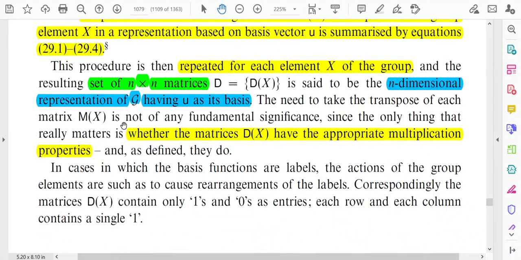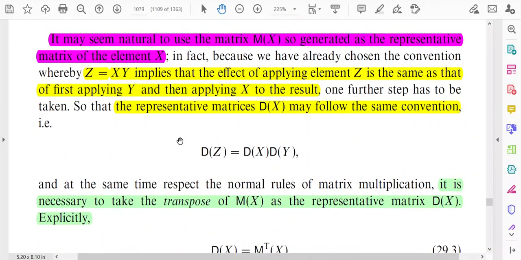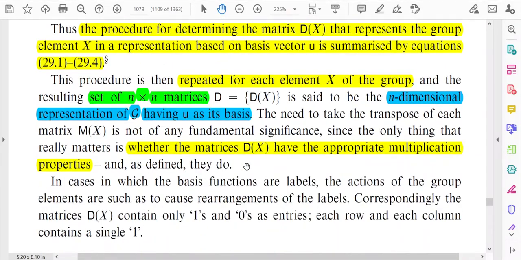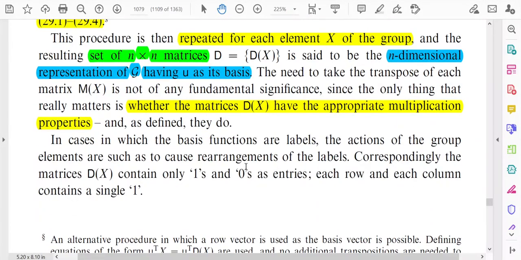Now it is not of any fundamental significance that we are taking the transpose. The only thing that really matters is whether the matrices dx have the appropriate multiplication properties. This is very important. Actually we are taking the transpose so that they obey the same types of multiplication properties. For example, if z is equal to xy, then dz should also follow the same types of multiplication properties. This particular thing is very important.